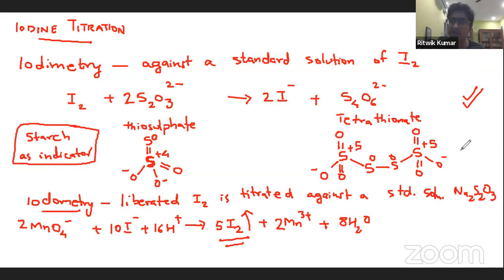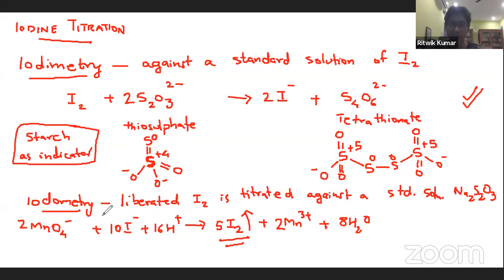Is it clear how this entire process works? Titration is done to determine the strength of the unknown solution. In iodimetry, the first type, the unknown solution is thiosulfate. You'll use a standard solution of iodine to determine the strength of the unknown thiosulfate solution. In iodometry, we're trying to determine the unknown concentration or strength of, let's say, potassium iodide or some iodide source.